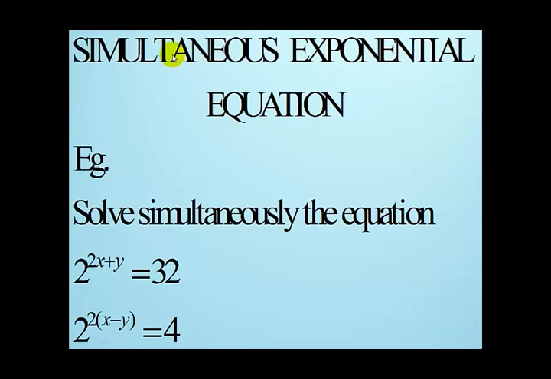Now let's look at simultaneous exponential equation. Solve simultaneously the equation 2 exponent 2x plus y is equal to 32, and 2 exponent 2 into bracket x minus y is equal to 4. These are the equations we are given. And now let's see how best we can solve this problem.